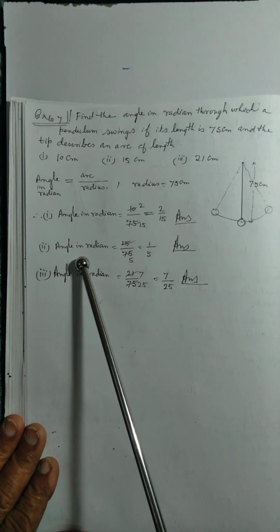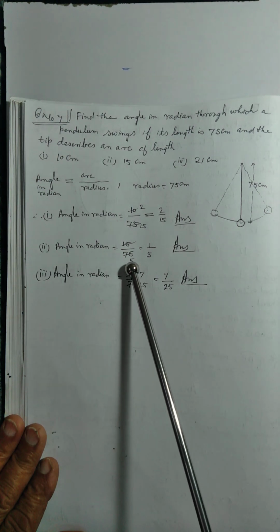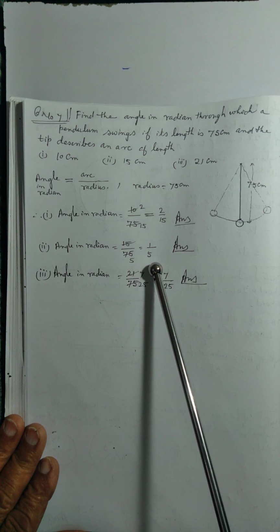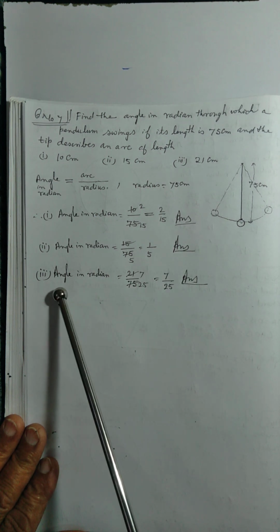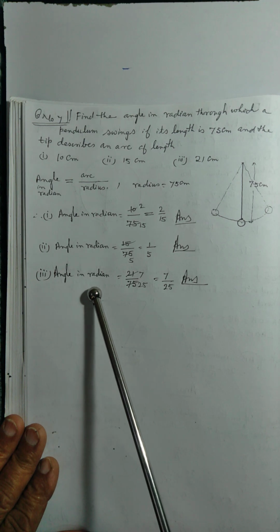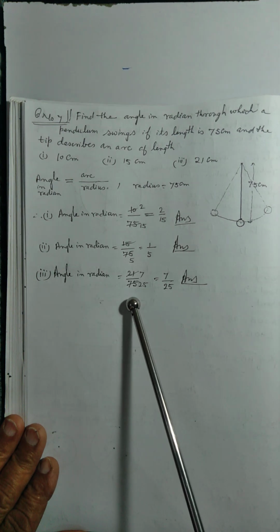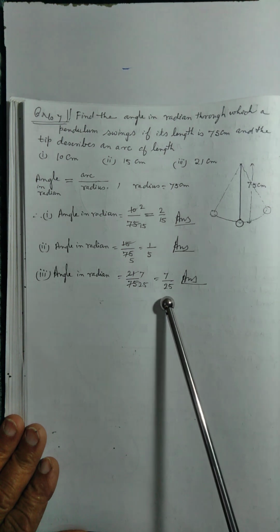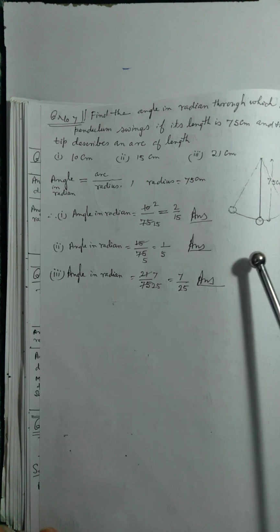Second part, the angle in radian, that is 15 divided by 75, it will be equal to 1 by 5. Answer. Third is the angle in radian will be equal to 21 divided by 75, it will be equal to 7 by 25. And these are the answers of question number 7.